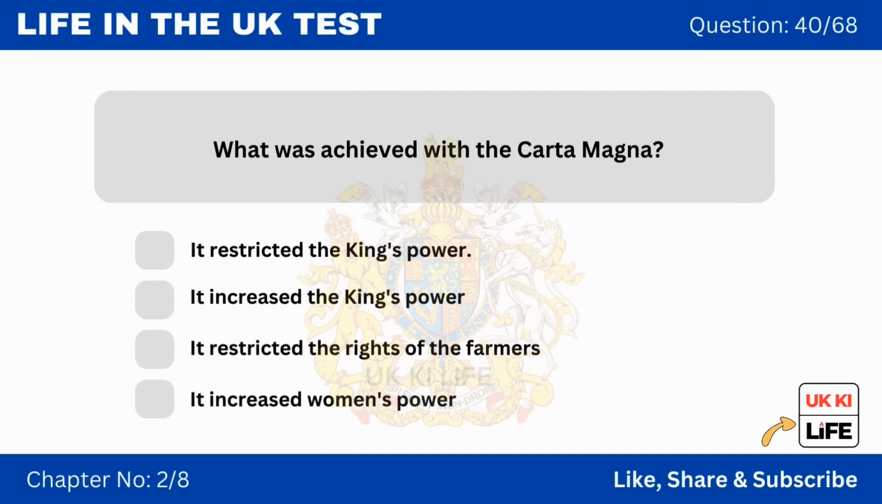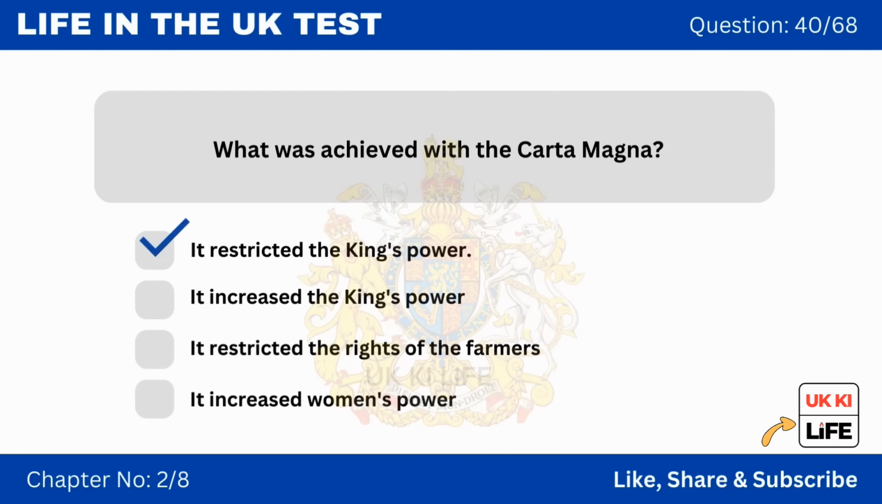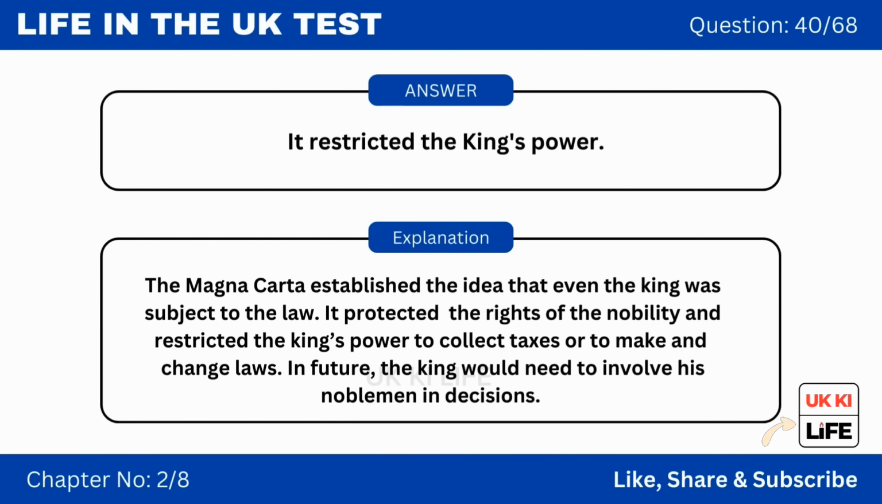It restricted the rights of the farmers. It increased women's power. The correct option is A. Explanation. The Magna Carta established the idea that even the king was subject to the law. It protected the rights of the nobility and restricted the king's power to collect taxes or to make and change laws. In future, the king would need to involve his noblemen in decisions.